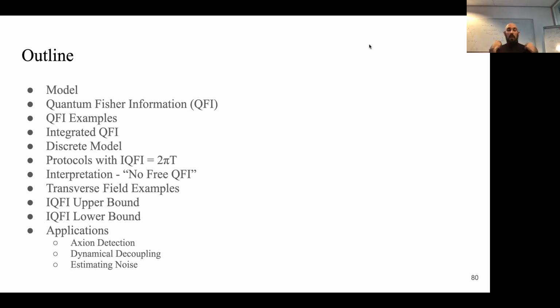But this discrete model also let us prove an upper bound on the integrated quantum Fisher information. We gave the example of the transverse field, which saturates this bound. We said for pi pulses, you at least have linear sensitivity when you integrate over all states. And we concluded with some applications where thinking about this is not only theoretically, but experimentally useful.